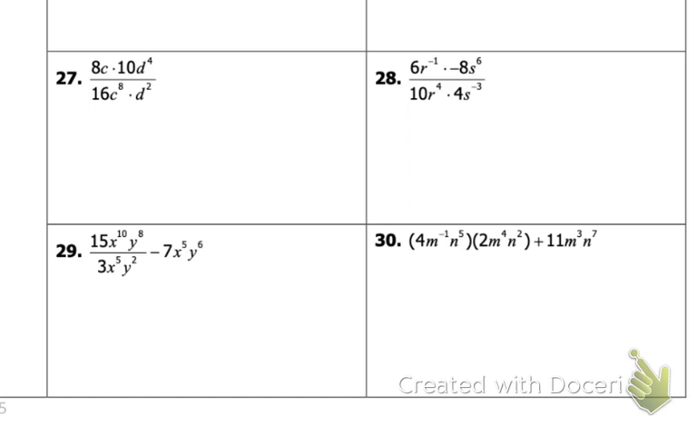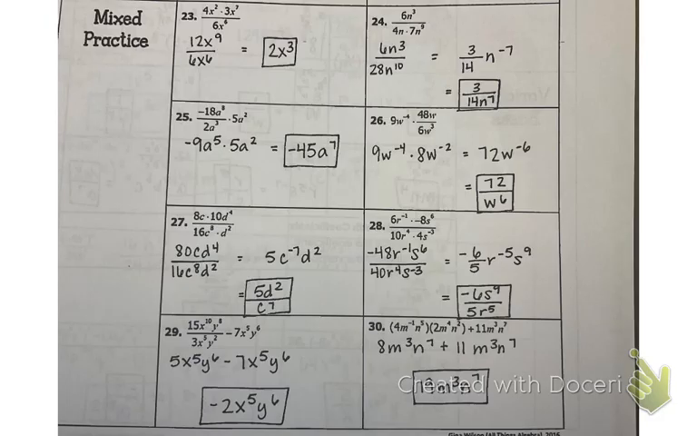I'm going to take a picture of my work. You can actually put down the other answers as well that we have missing. But we are just responsible for 23, 25, 27, and 29. If you want to try the other ones, you can. We're responsible for these. You can check your answers by looking up.